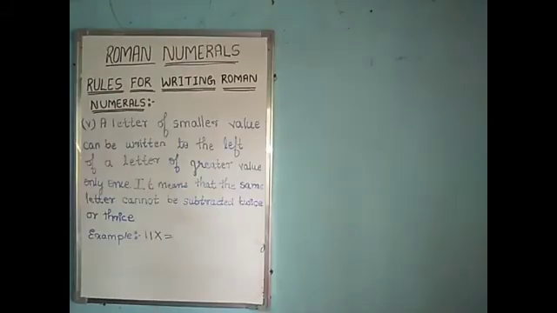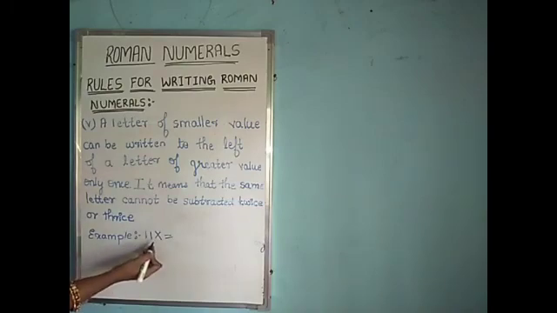Let's learn fifth condition. A letter of smaller value can be written to the left of a letter of greater value only once. It means that the same letter cannot be subtracted twice or thrice. For example, IIX. What is the numeric value of IIX? Here X is a letter of greater value and I is a letter of a smaller value. What is the numeric value of X? Numeric value of X is 10, and what is the numeric value of I? Numeric value of I is 1.